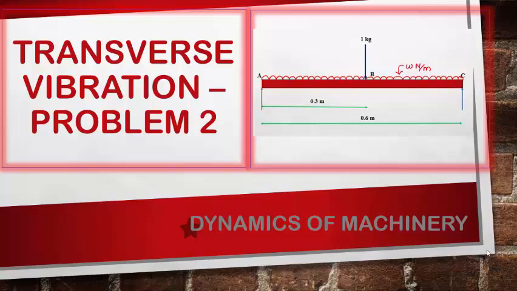How to calculate the whirling speed of a rotating shaft? Let us discuss with the problem. Whirling speed of the shaft is nothing but the speed at which resonance occurs in the rotating shaft. So resonance is nothing but the condition at which the forced frequency reaches the natural frequency of the system. So this is the problem statement.